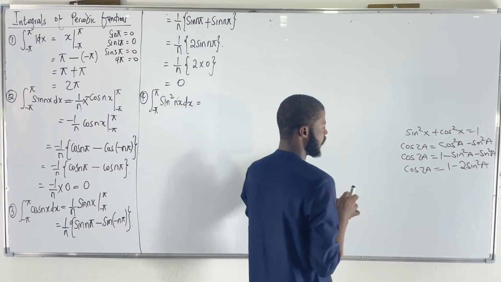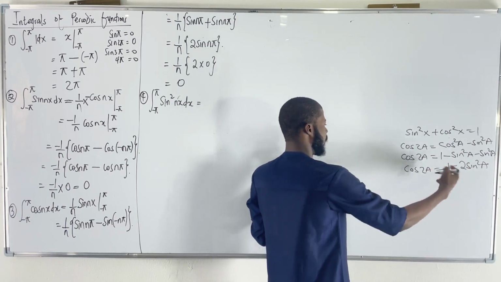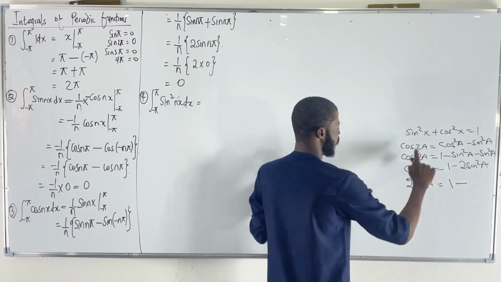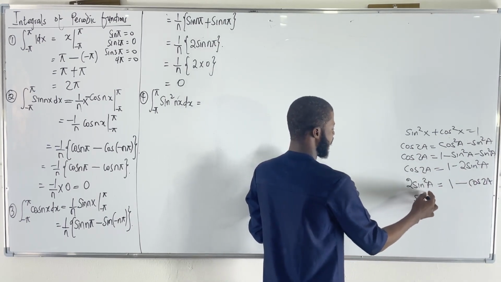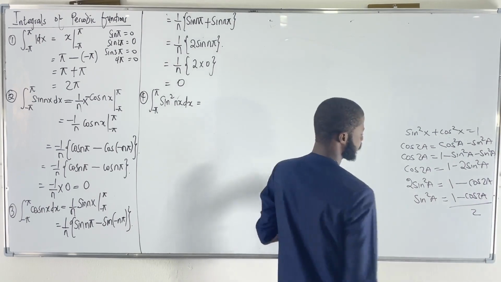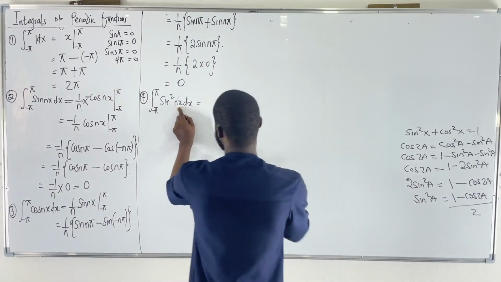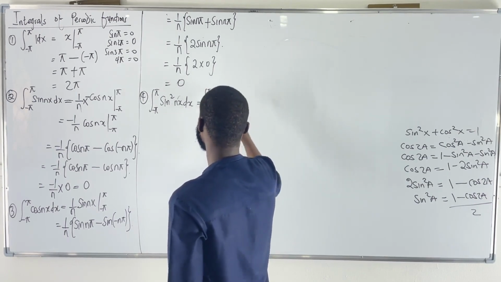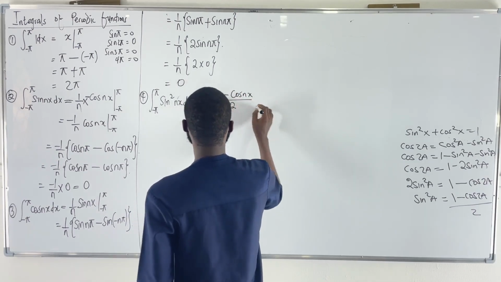So I want to make sine squared the subject of the formula. First of all, I take this minus 2 to the other side to make it positive. So 2 sine squared a is equal to 1 minus cos 2a. Now divide both sides by 2. So sine squared a is equal to 1 minus cos 2a all over 2. And to make it nx, all of the a's will change to nx. So the integral from minus pi to pi becomes 1 minus cos 2nx over 2 dx.